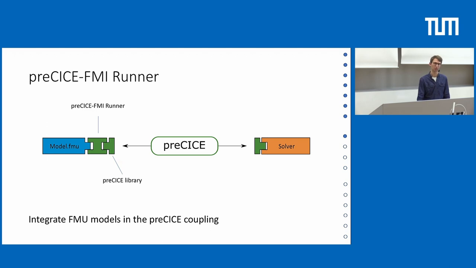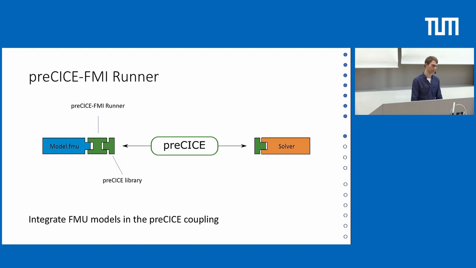So this is the setup as we envision it. We have on one side the FMU model, and then the preCICE-FMI runner, which stands between preCICE and the FMU model. So this runner should be written in Python, and towards the FMU model, it should act as an importer using FMPy and functionalities I explained earlier. And towards preCICE, it should use the Python bindings to take care of the data exchange and the coupling with other solvers.